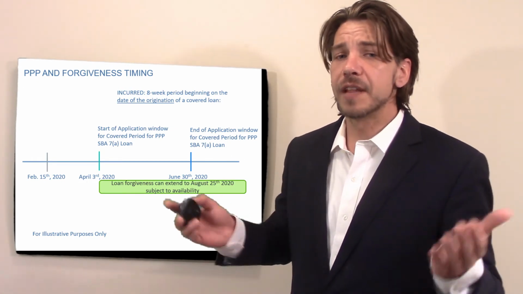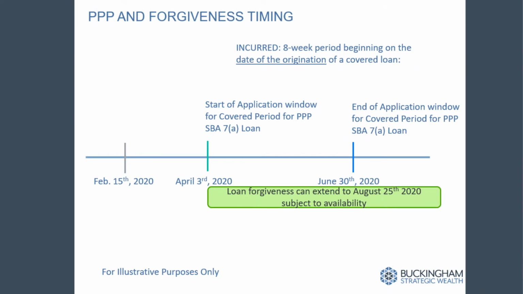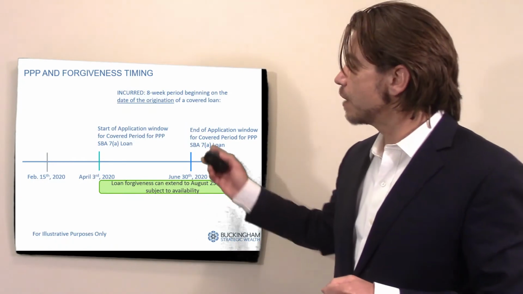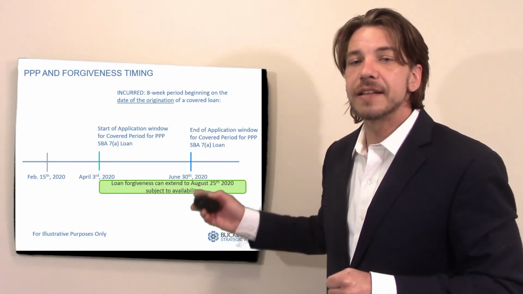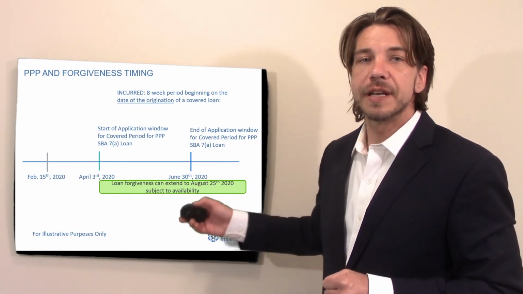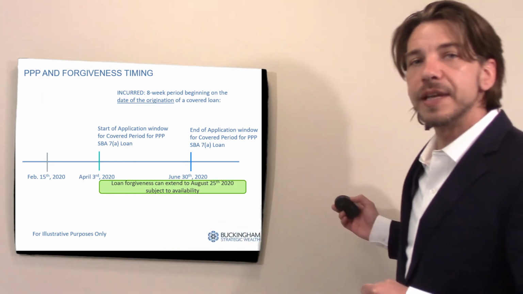Now, again, let's talk about that timing. So on April 3rd, this coming Friday, is the start of the application window for the covered period of the PPP loans. The end of that application window is actually on June 30th, 2020. The loan forgiveness, as you can see here, can extend all the way to August 25th. Because if you've got a loan that originates exactly on that June 30th date, we still have 8 weeks thereafter.